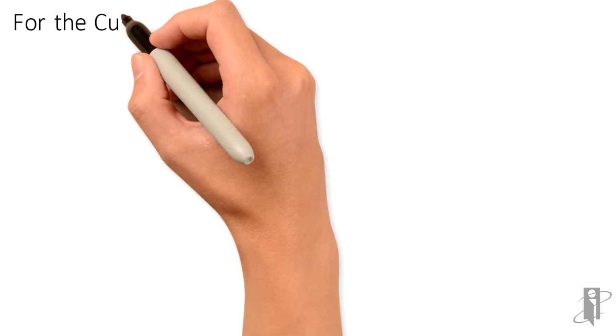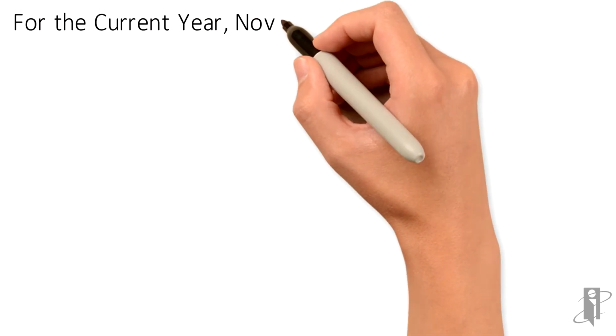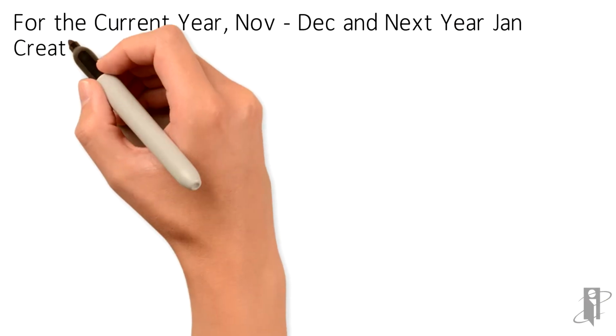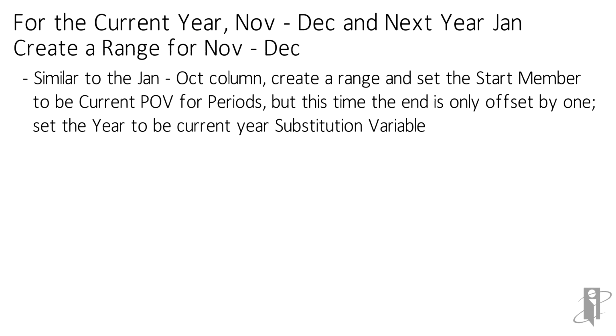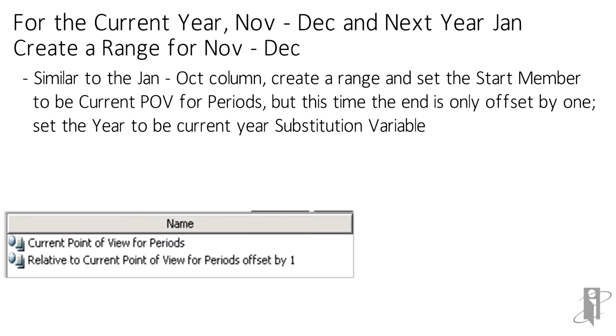Alright, now things are getting a little bit more complex. We're going to be moving into the areas where we start rolling over between the years. So, we're going to start a range from November to December and then next year, January. So, how do we do that? We're just going to do something similar to the January through October column that we created before with the range.